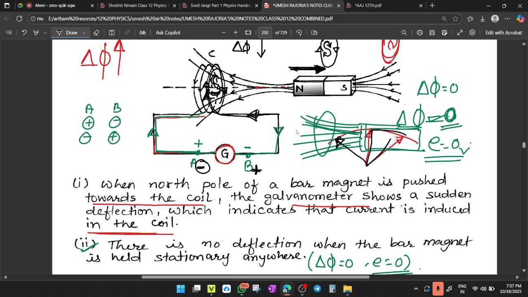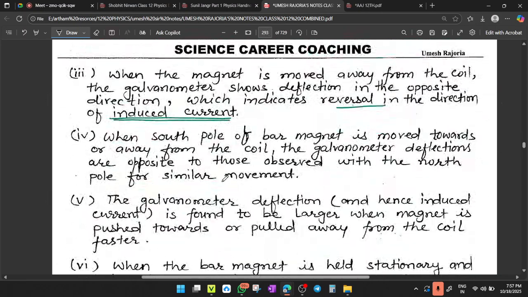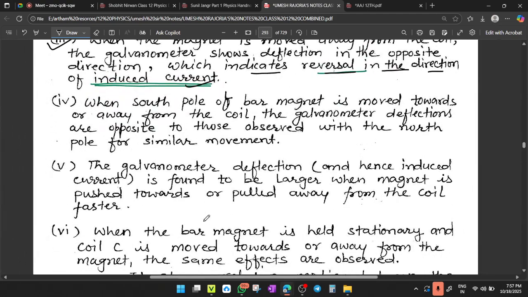Okay, previously if it is moving towards, your needle of galvanometer is moving towards right, now it is moving towards left. Understood? So when the magnet is moved away from the coil, the galvanometer shows deflection in the opposite direction, which indicates reversal in the direction of induced current. Clear, beta? Yes. Next, when south pole of bar magnet is moved towards or away from the coil, the galvanometer deflections are opposite to those observed with the north pole for similar movement.